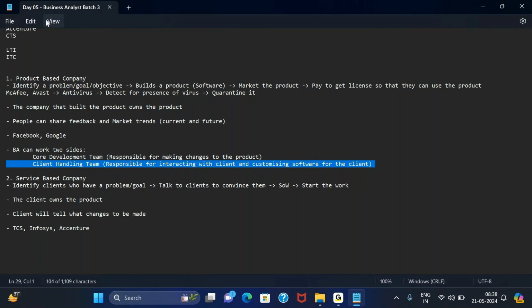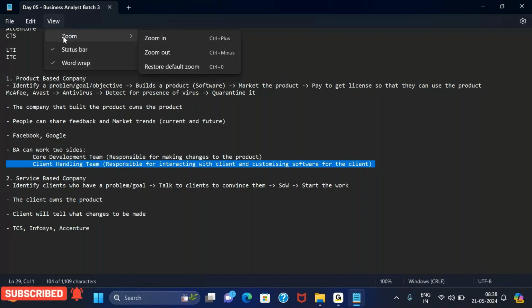Okay, within the view menu, let's say I have the zoom option, status bar and word wrap. The client may say that they don't want the zoom option: "Can you remove this zoom option from view? It is so confusing for me." That's a customization, a change you make within an existing structured software if you want to remove something.